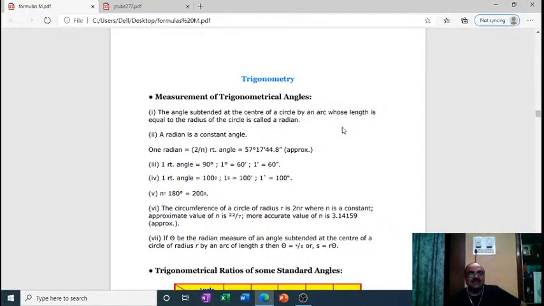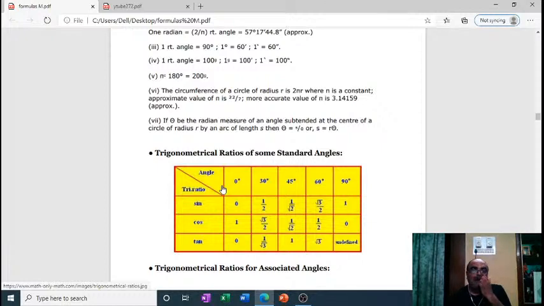Some of these series. Then moving into trigonometry, another important area, friends. Radian measures: we have seen one right angle is 90 degrees, 1 degree is 60 minutes, 1 minute is 60 seconds. So pi radians is equal to 180 degrees. Angles that we need to know: sine 0, sine 30, sine 45, sine 60, sine 90, very well known to all of us. Cos, tan.